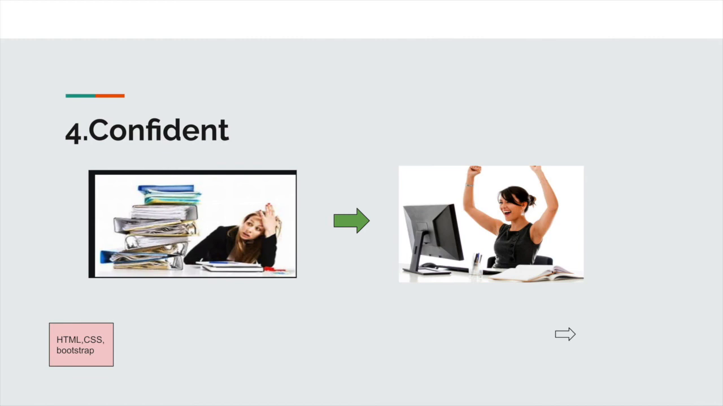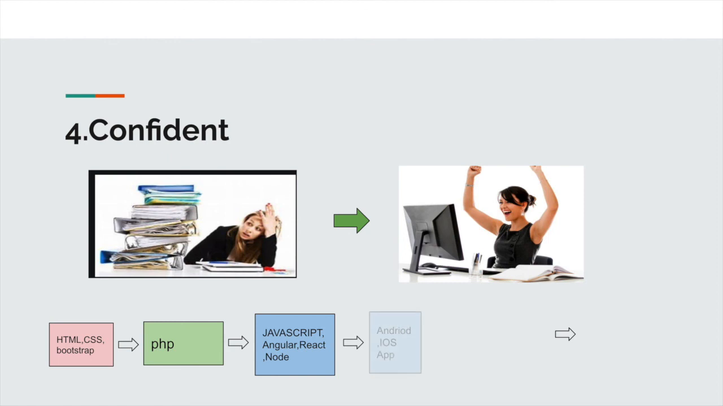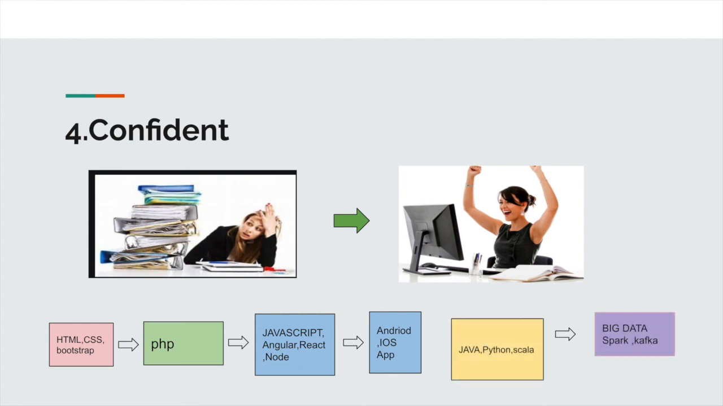For the designing purpose, we are using HTML, CSS, then PHP. We will learn JavaScript, AngularJS, React.js, Node.js. Then the app side, like Android apps and iOS apps, and after that Java, Python, Scala, then big data technologies like Spark and Kafka. We will learn step by step, with no need to jump ahead or learn everything together. Let's start with designing: HTML, CSS, Bootstrap, then PHP, then one by one we will learn.